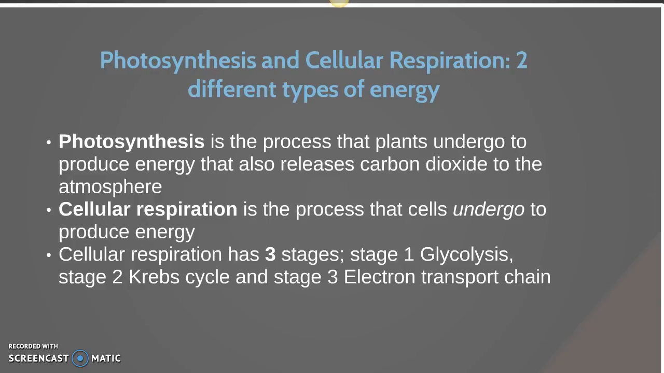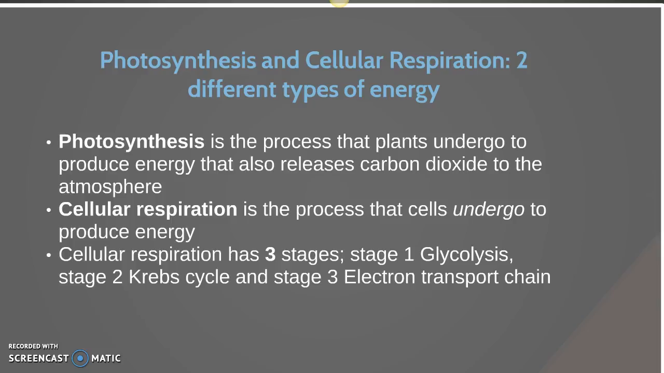So, as we know, photosynthesis and cellular respiration are two completely different types of energy. Photosynthesis is the process that plants undergo to produce energy that also releases carbon dioxide to the atmosphere. Organisms like plants and some deep sea organisms are able to synthesize this way and get energy. This also greatly benefits us as humans, as we need carbon dioxide in order to survive on this planet.